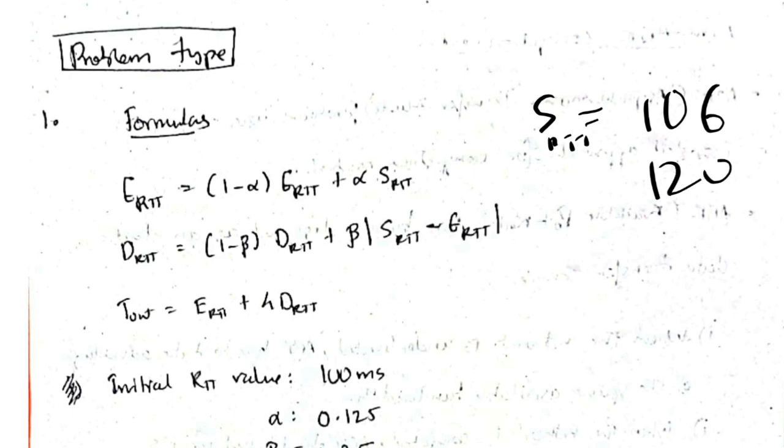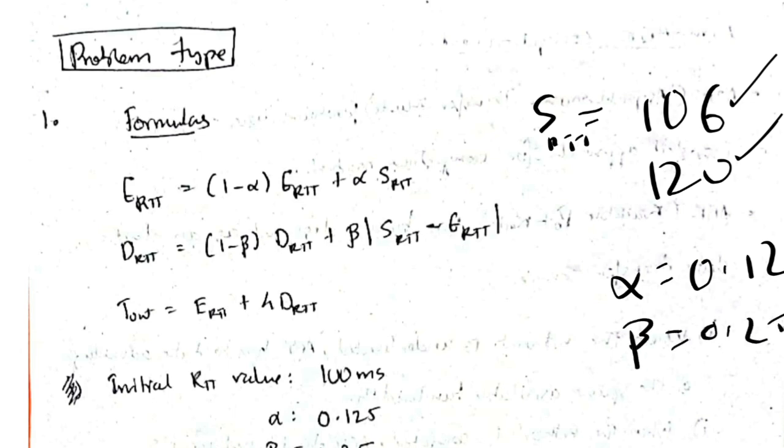Now the first question is, compute the estimated RTT after each of these sample RTT values is obtained. For this one we have to calculate ERTT, and for this one also. Assume alpha is equal to 0.125 and beta is equal to 0.25, and the estimated RTT just before the sample values is given as 100. So the initial RTT is 100, and we have to find the estimated RTT for each of these.